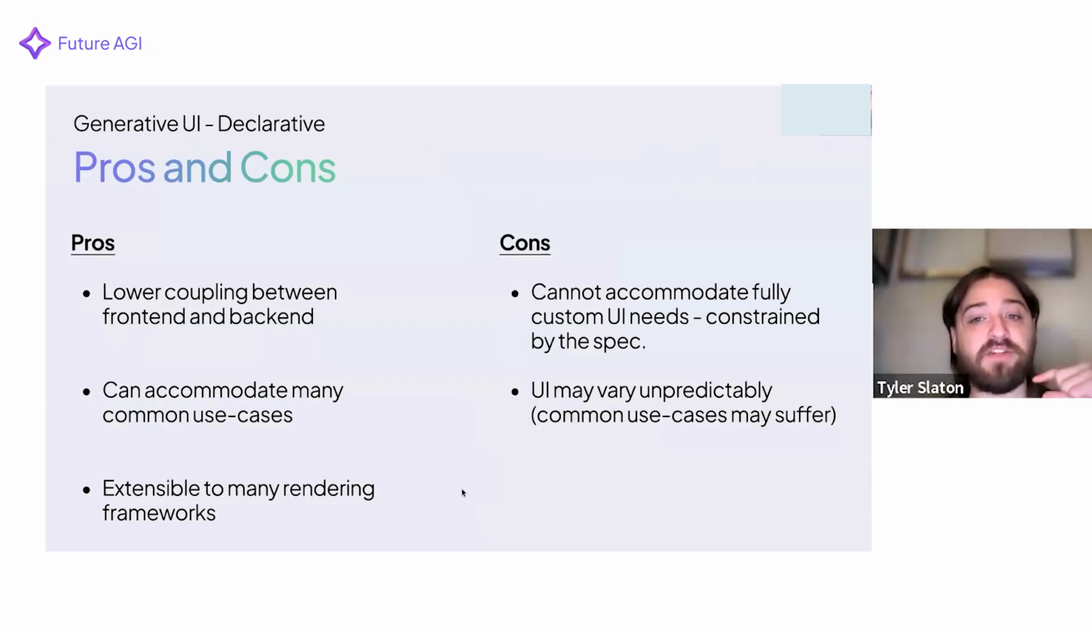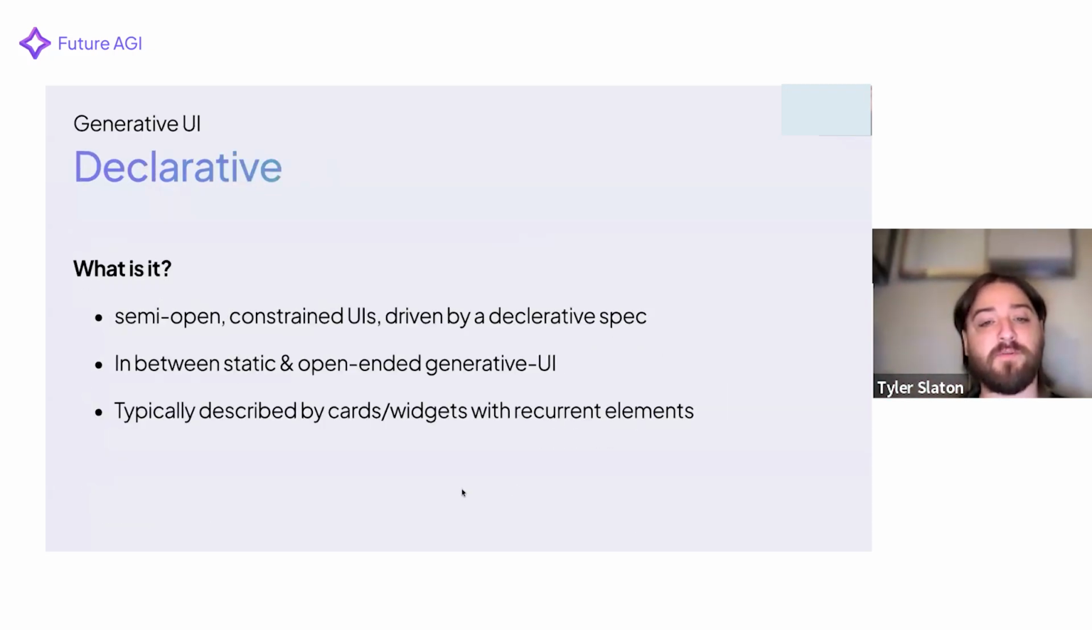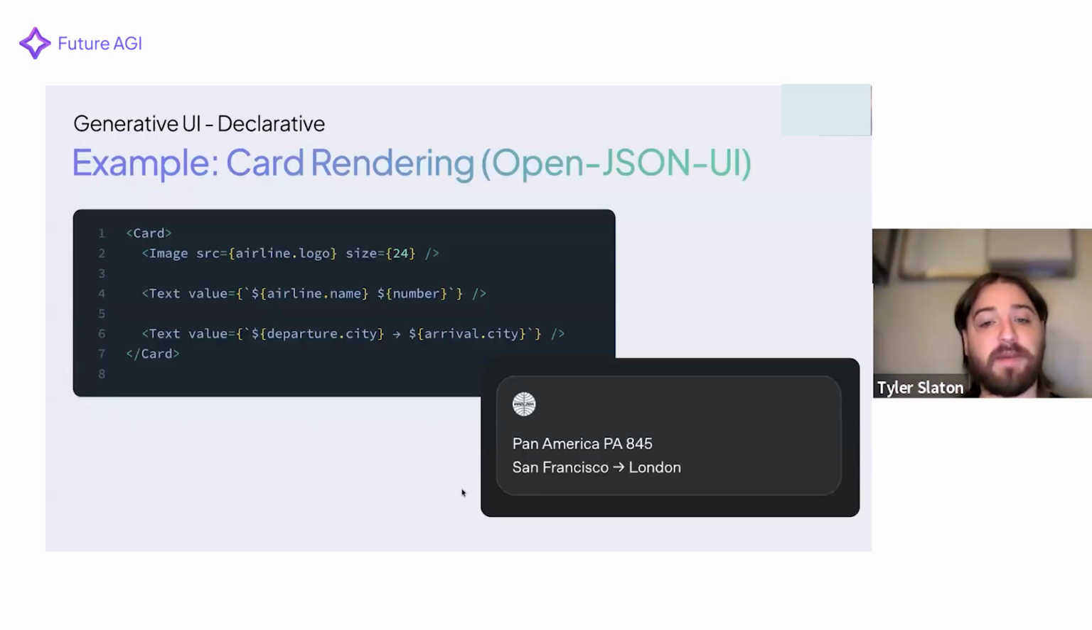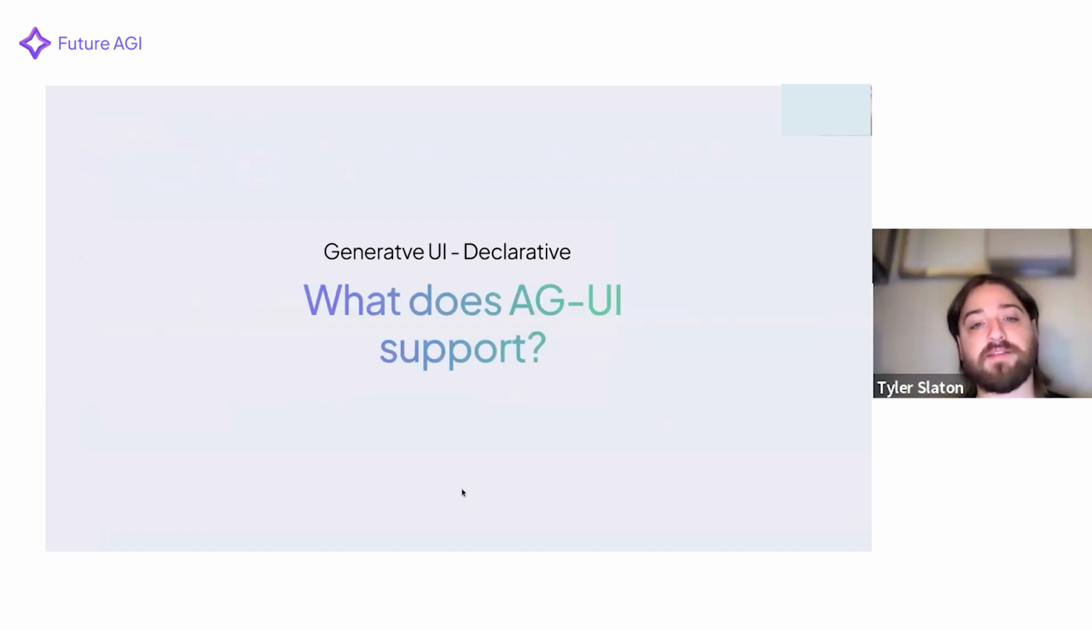However, there are some things like you need to accommodate fully custom UI needs. If you need to do that, you can't do it anymore because you're constrained by the spec. So for example, if your spec doesn't have a map component, you can't render a map piece because the agent is not aware of how to do that. And similarly to fully open-ended generative UI, the UI may vary unpredictably, so your common use cases may suffer. So for example, what we were looking at earlier, sorry, I went a little far back, maybe in this example, the logo actually got sent to the bottom for whatever reason. So now the logo is at the bottom, but the data is all still there. It's just in different orders, right? It's really up to the agent how it wants to order these things.